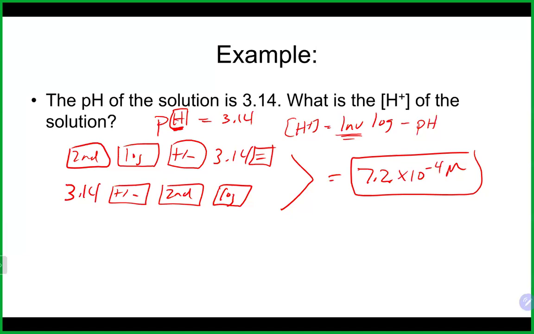It does. So we're going backwards in this case. So we're going from pH, which means we have two decimal places. So those two decimal places means when we get to the concentration, we should have two significant figures. So decimal to significant figures.